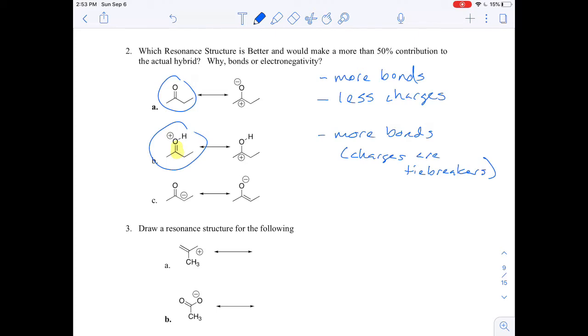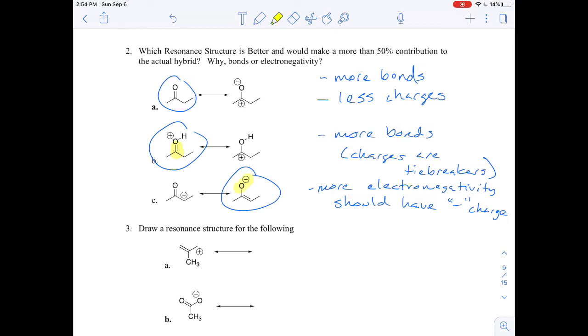But this third one, I'm laying the table here. Both have bonds, right? I have double bonds, so the bonds are the same. But the charges are in different spots. So this one is on an oxygen. This one is on a carbon. So oxygen, carbon. So remember, the more electronegative atom should have the negative charge. Well, oxygen is more electronegative. So that's why it should be like that.